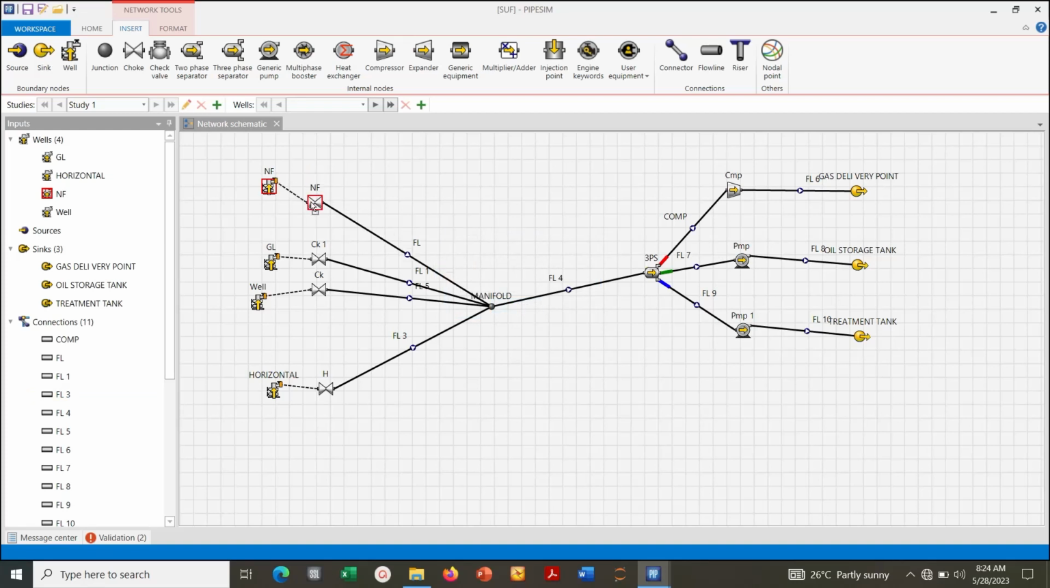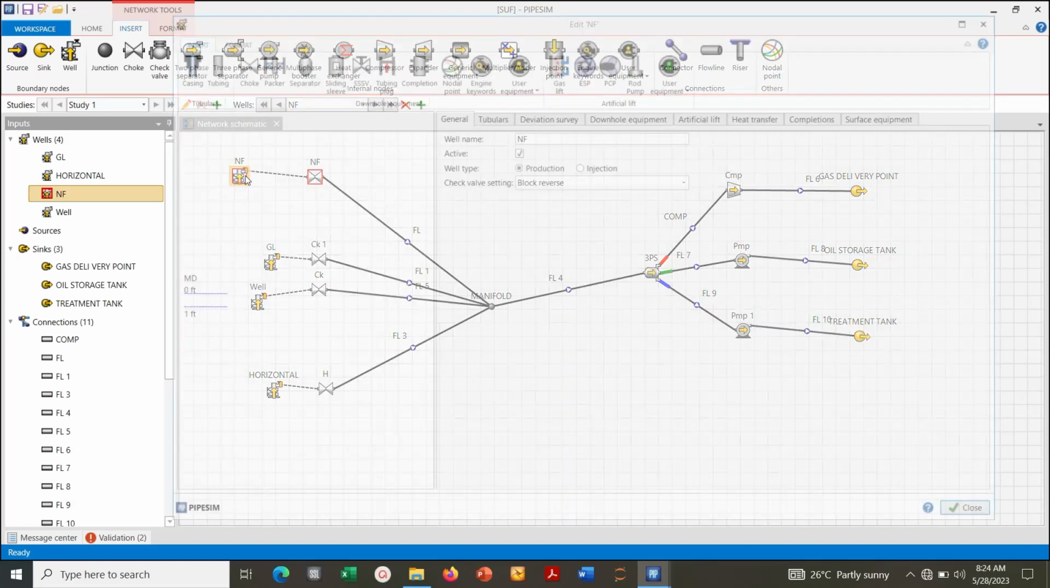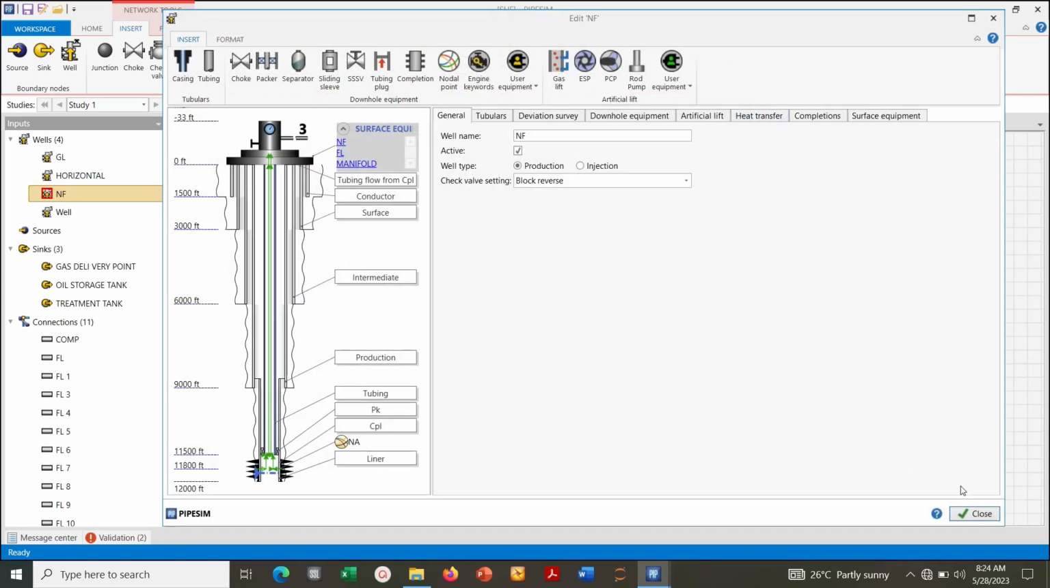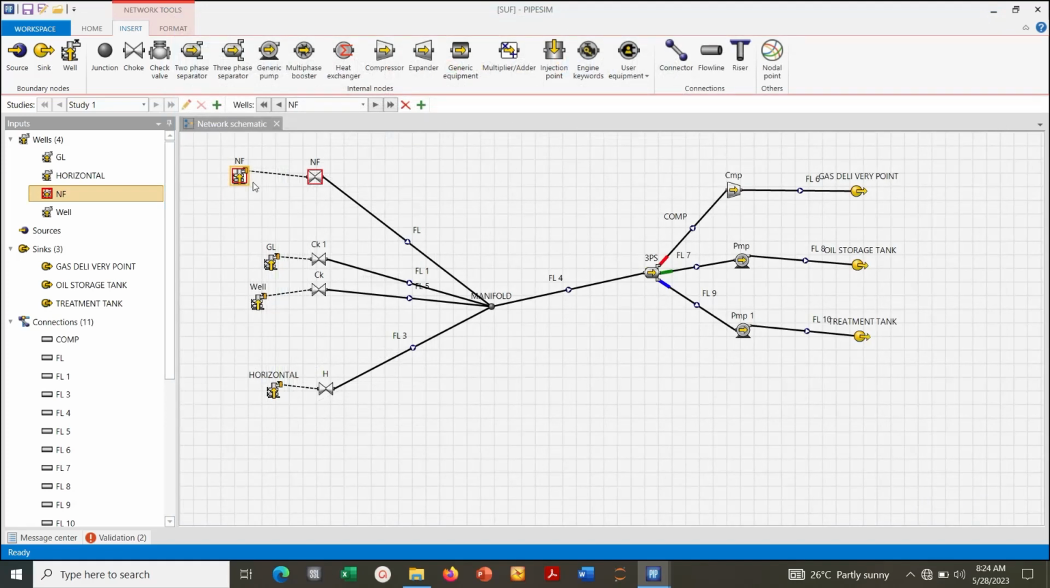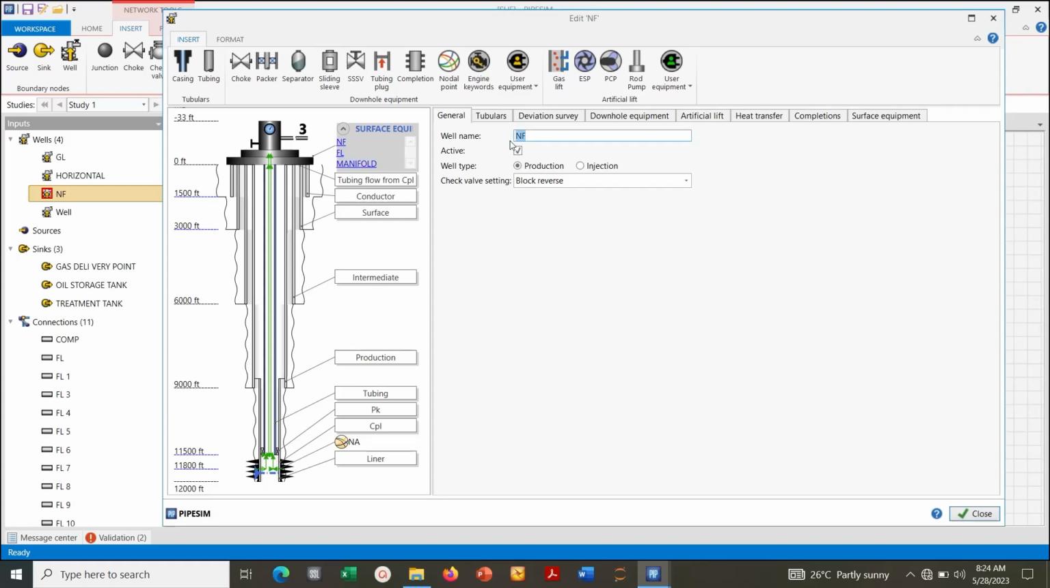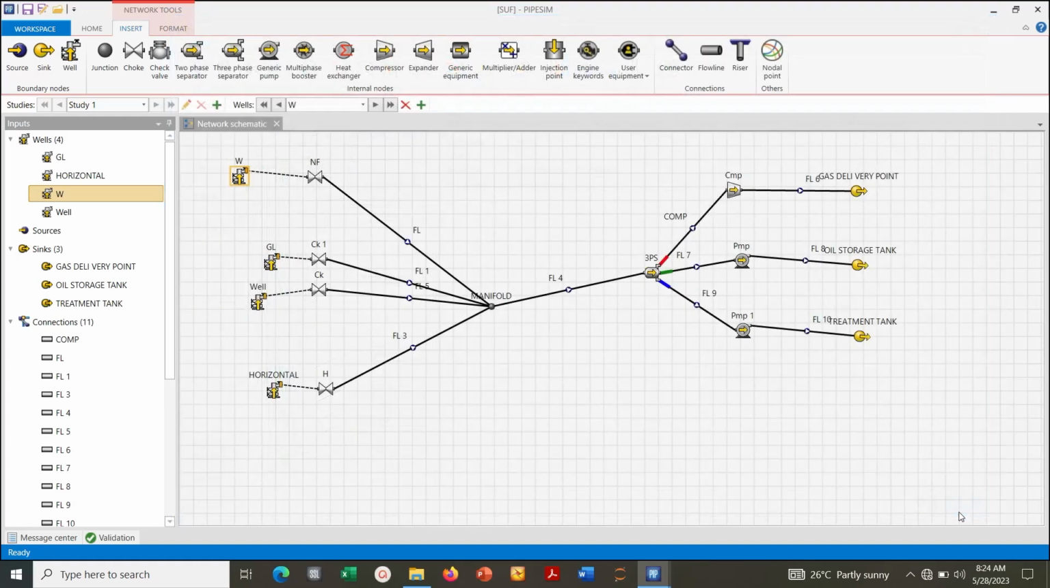The next is this one, the natural flowing well, is showing error. So let me see what could be the problem. Could it be the name? So this was the name that gave us that error. Wow.